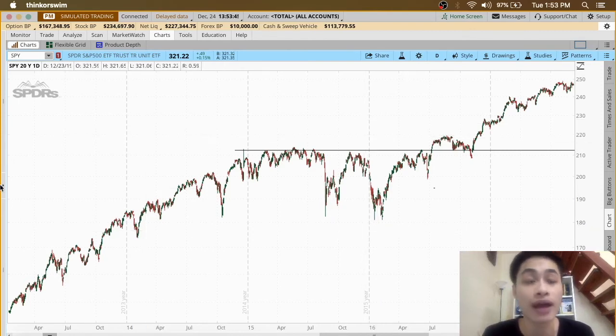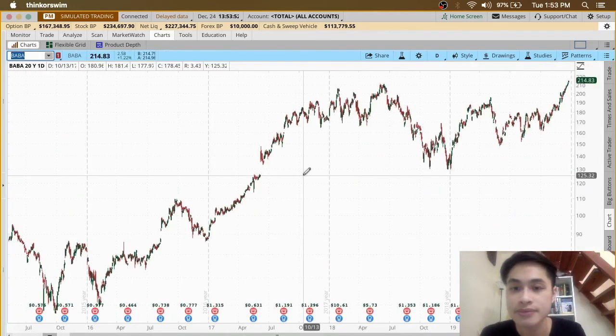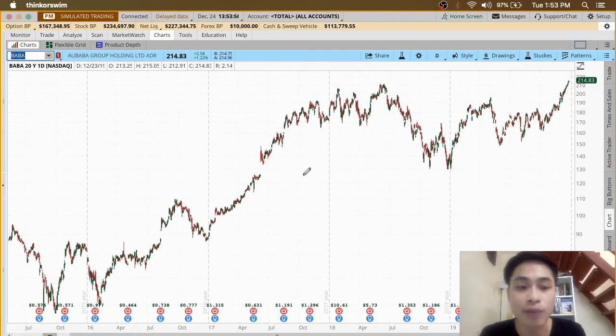So let's take a look at another example. Let's take a look at Alibaba. On this price chart, can you identify any support and resistance level? I can identify some support level. So here's a support level.